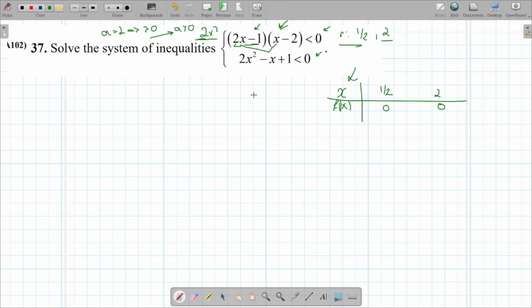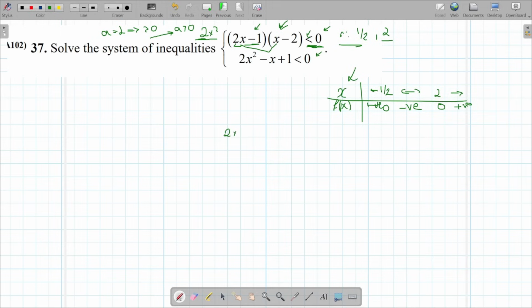Then write on the side: between the roots, it's opposite to a, and since a is positive, it's going to be negative in between the roots. Then after the roots it's going to continue on as normal, positive, and then positive. So when is it less than 0? They said when is it less than 0, right? So what's my solution set?